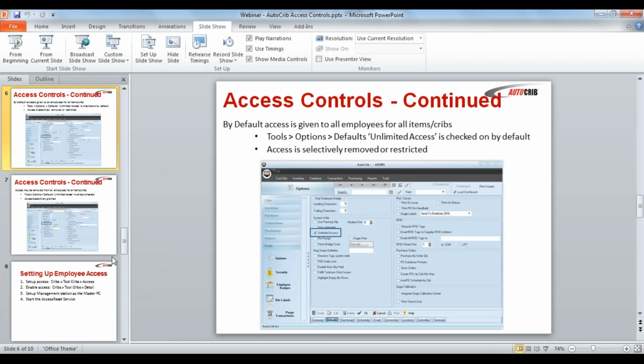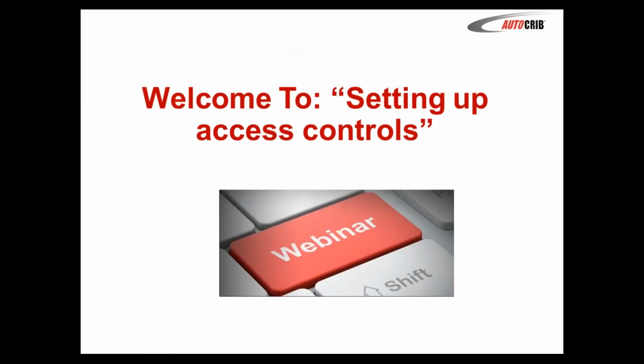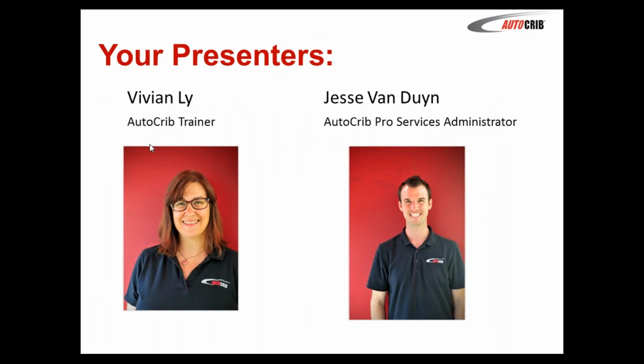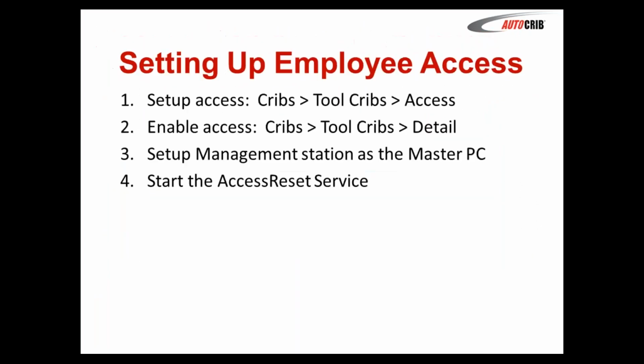So setting up your access controls, this is just the first step. There are a few additional steps that need to be done in the system before your access controls are actually activated and working. So number 1 is setting up your access controls under Cribs, AutoCribs, Access, which is what we just did.